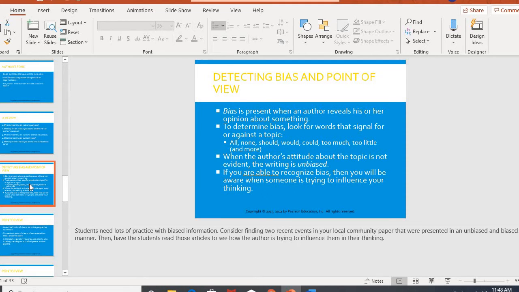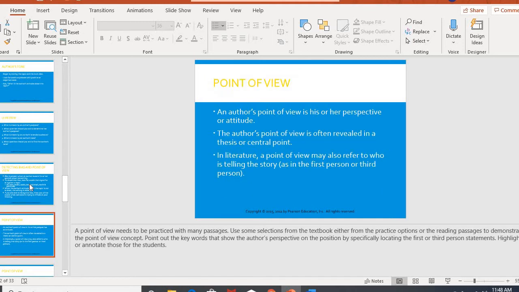They are not showing they're biased. So maybe it's just straightforward, like a textbook. That's supposed to be unbiased. Just here's the information. Another way an author could be unbiased is just by giving both sides of the story. They give the good and the bad, so they kind of equal it out.